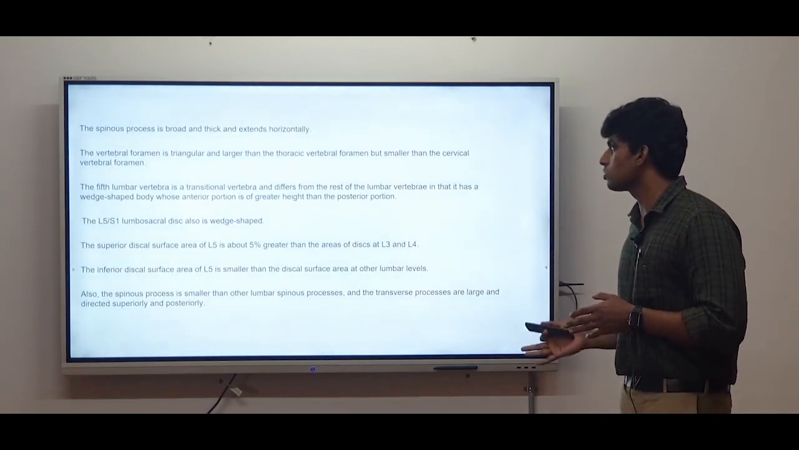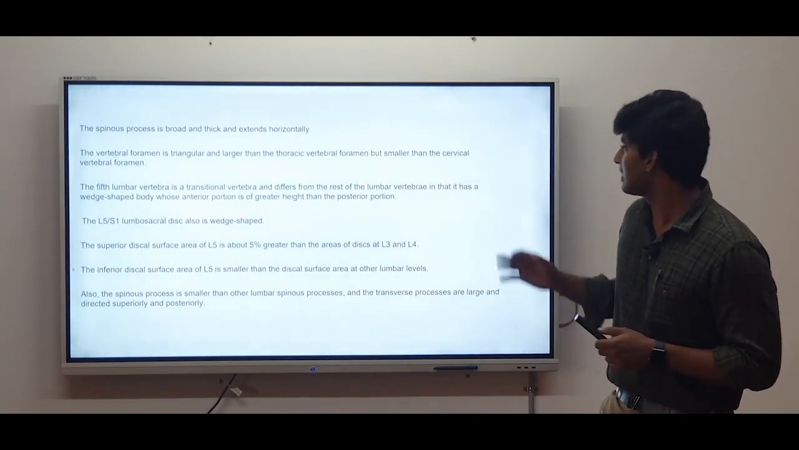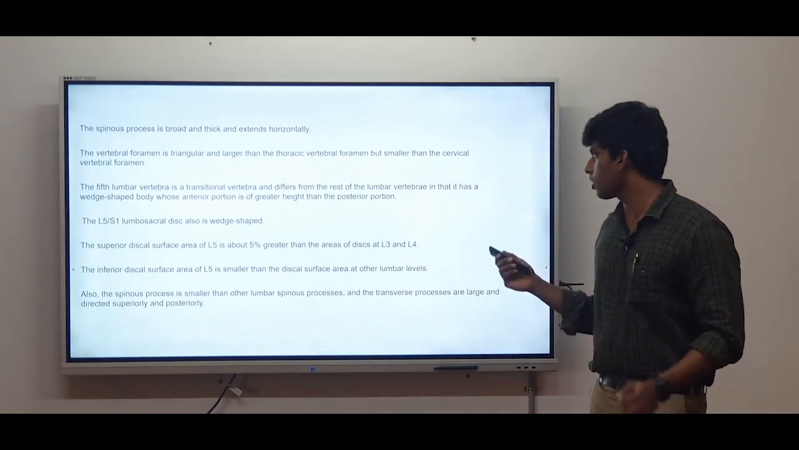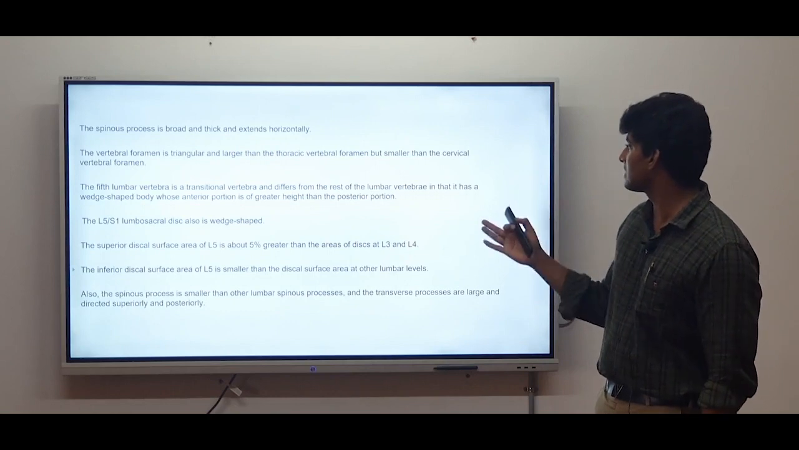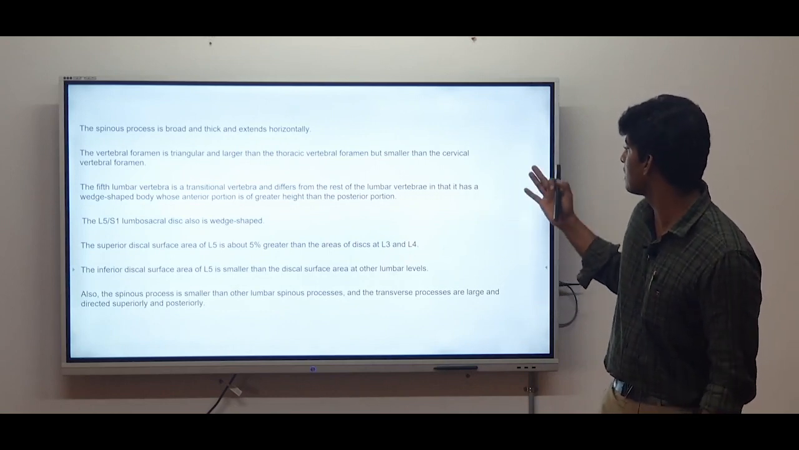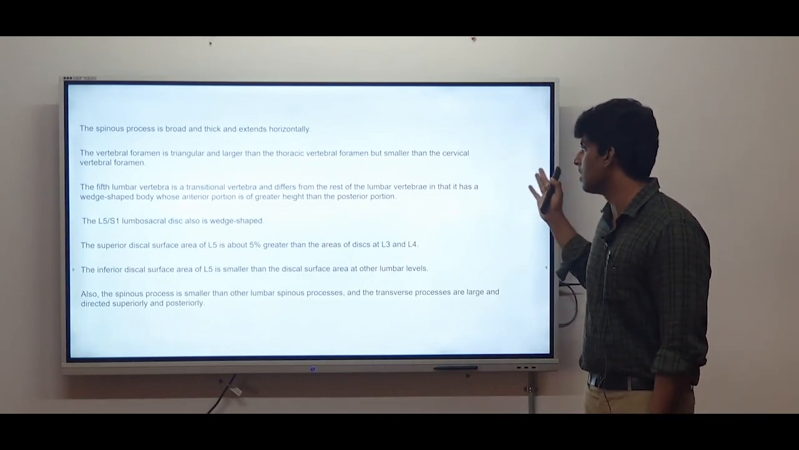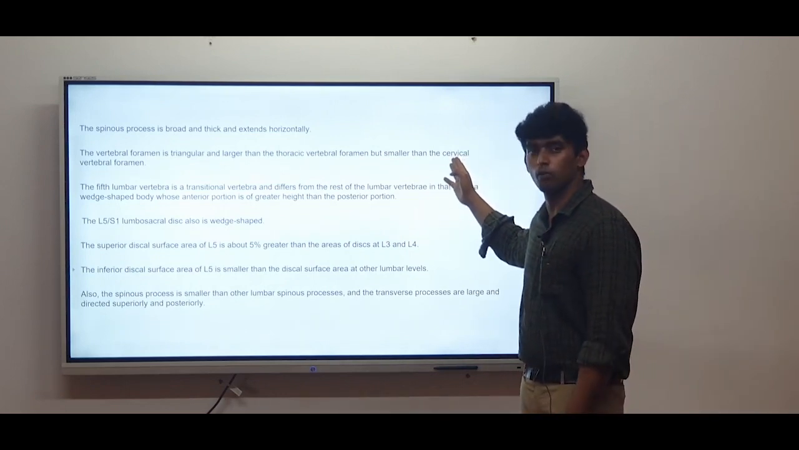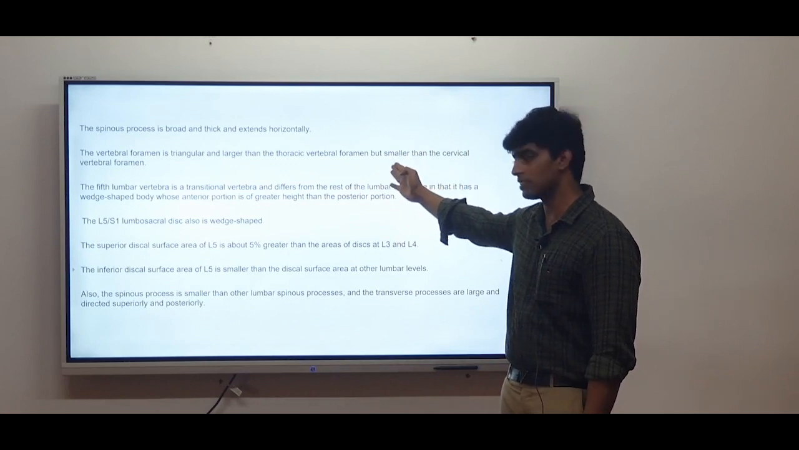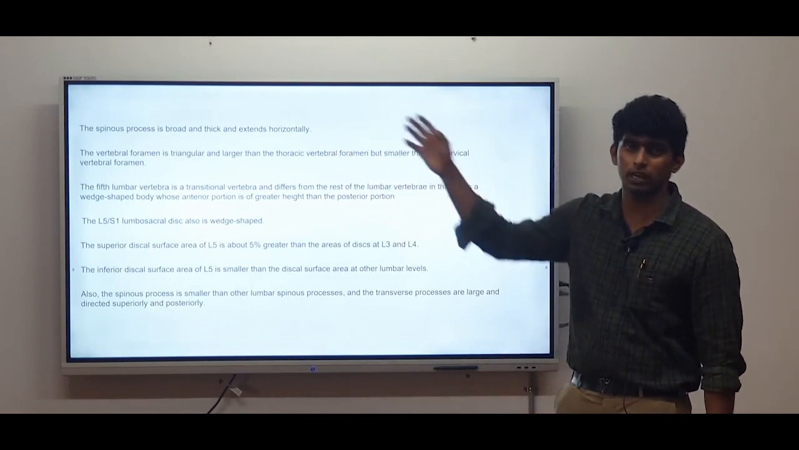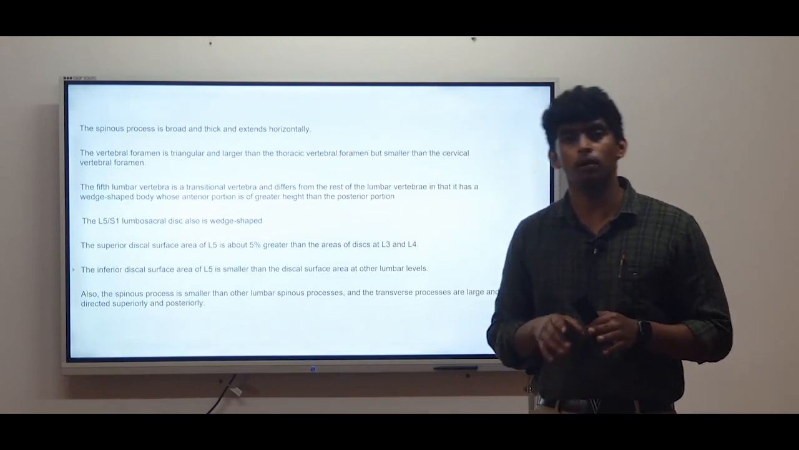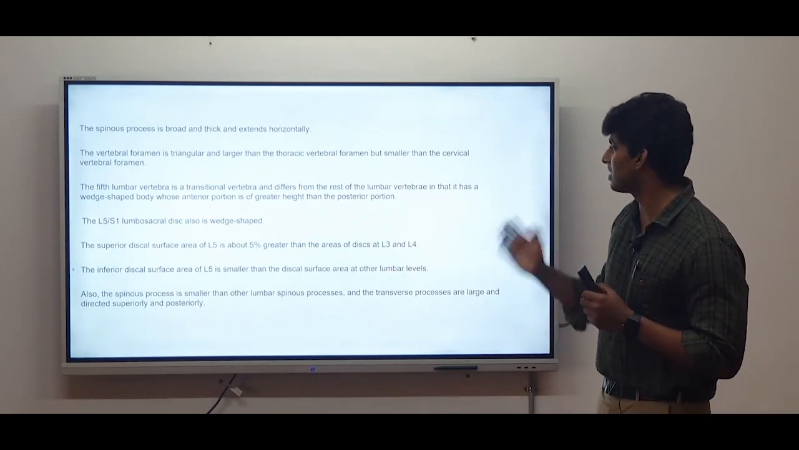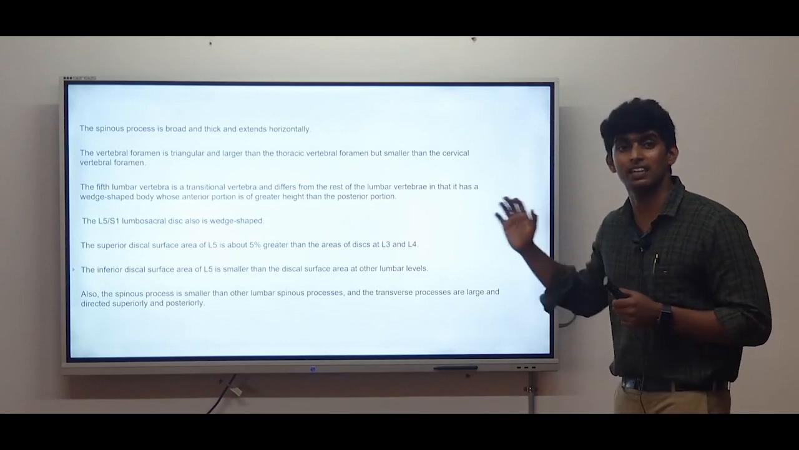The spinous process is broad, thick, and extends horizontally in its nature. The vertebral foramen is triangular and larger than the thoracic vertebral foramen, but smaller than the cervical vertebral foramen. So when you are comparing, the cervical area will have more mobile joints, then lesser for the thoracic area, then more for the lumbar area.